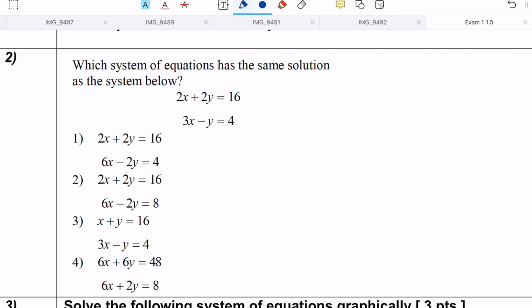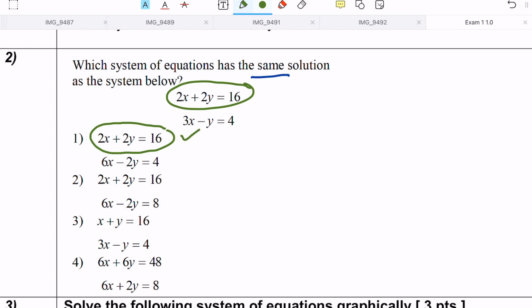Right, so which system of equations has the same solution as the system below? So let's check each of them, okay? 2x, 2y, and 16, well, that's the same thing, so that's a check, okay?